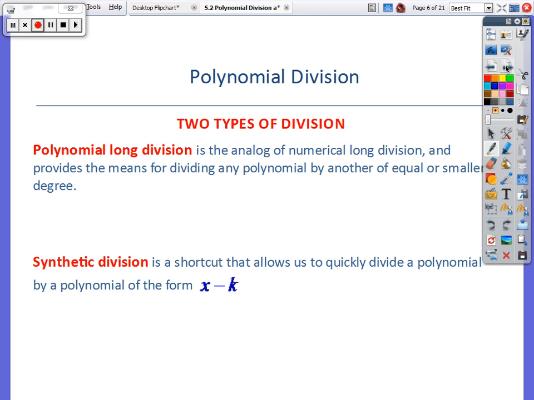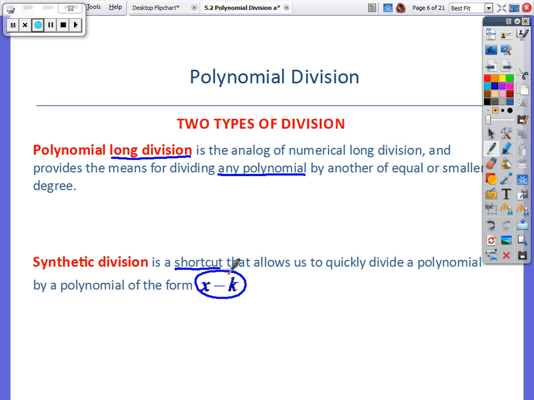Now, the long division one works for any polynomials. Okay? So there's not a lot of restrictions there. There's some things that you want to be concerned about, but it's going to be able to be utilized at any point for division of polynomials. Now, synthetic division, on the other hand, is a shortcut method, but it has to be in the form x minus k. And what I mean by it is the divisor has to be in the form x minus k.